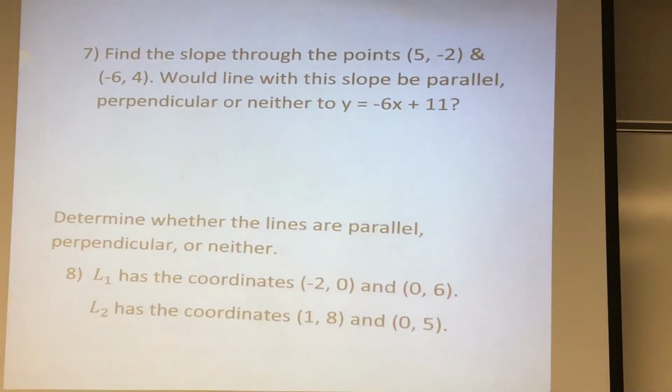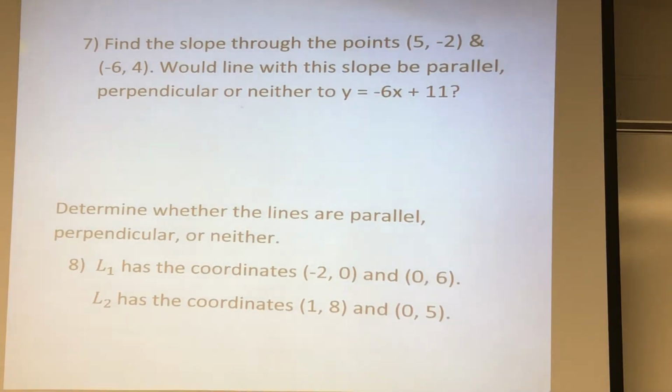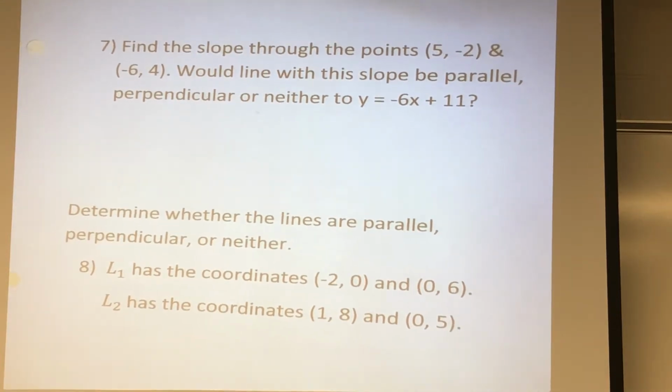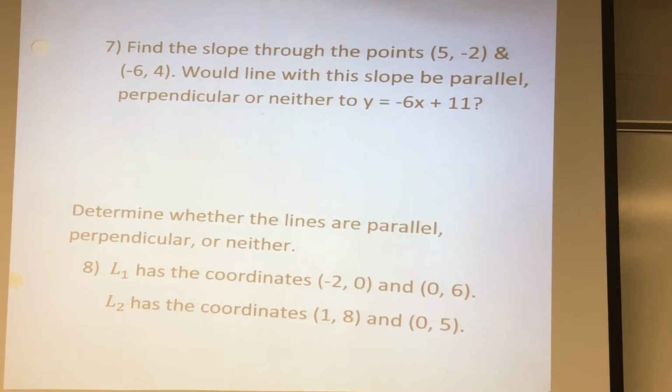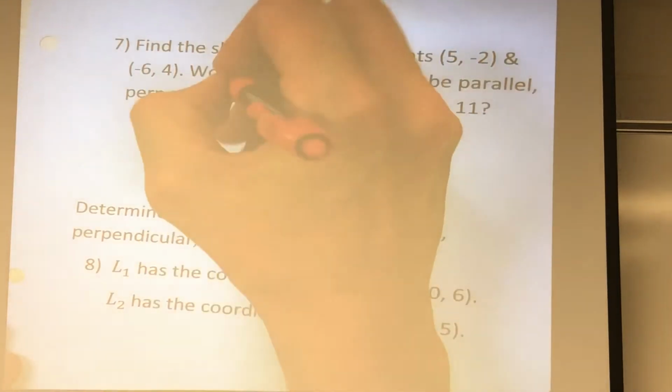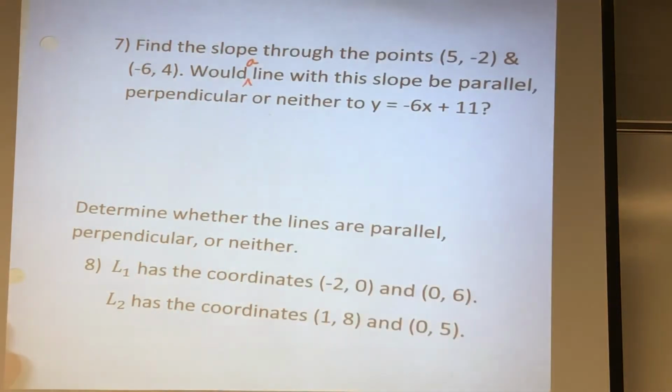We want to find the slope that goes through the points 5, negative 2, and negative 6, 4. So that's one part. Then it says, I think it's supposed to say this line, would a line with this slope be parallel, perpendicular, or neither? Oh, I think it needs an A. Would a line with this slope be parallel, perpendicular, or neither?